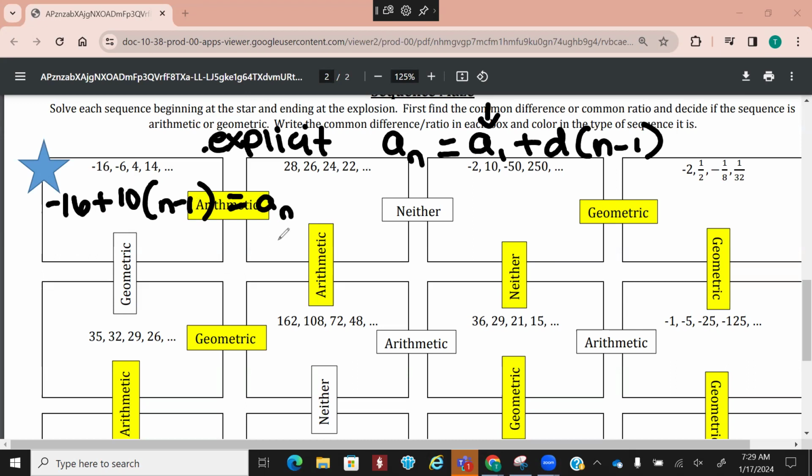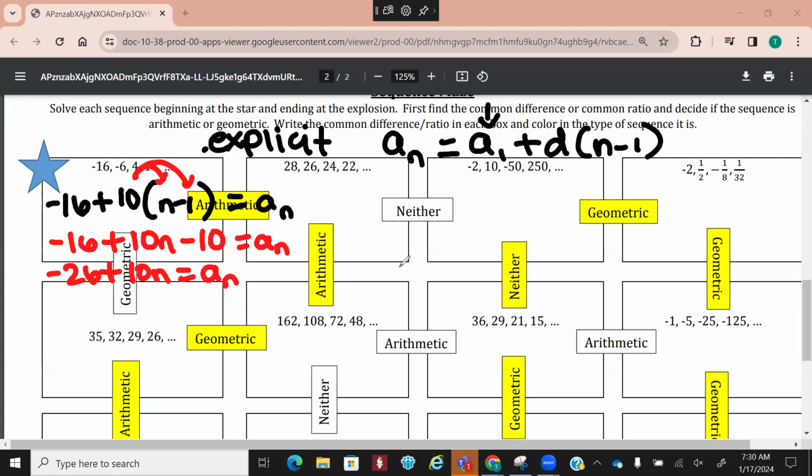What a sub n represents is whatever term number you're looking for. N is the number of terms. So if I said I wanted to find the 8th term, I would plug 8 in for n. Now this would be the explicit form. We could, however, distribute this out. So this is going to give me -16 plus 10n minus 10 equals a sub n. And then we could simplify. -16 minus 10 would give us -26 plus 10n equals a sub n. Everybody see how I got that?